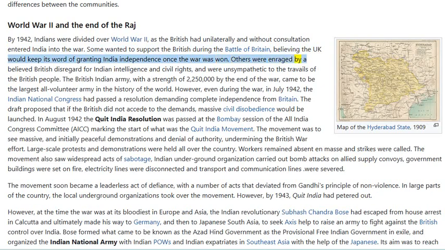Others were enraged by a believed British disregard for Indian intelligence and civil rights, and were unsympathetic to the travails of the British people. The British Indian Army, with a strength of 2,250,000 by the end of the war, came to be the largest all-volunteer army in the history of the world.